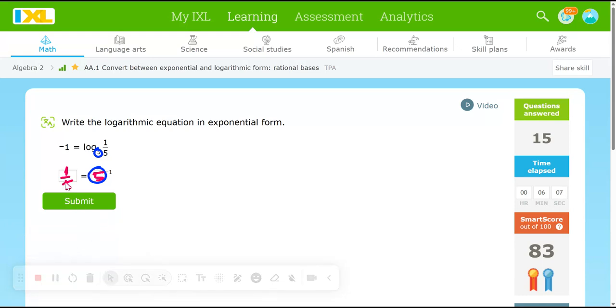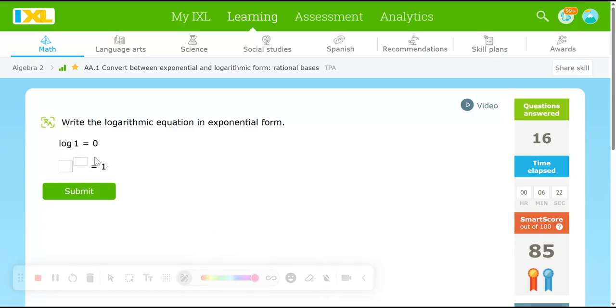So 1/5. And then number 5. Okay, I got 85 points. Look at this log. I don't see the base. So what's a hidden base?